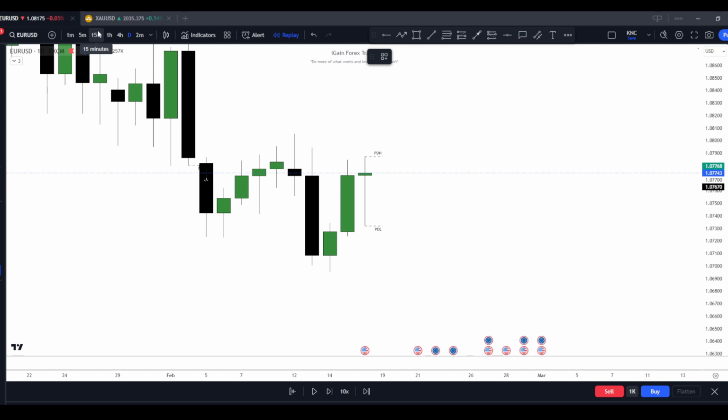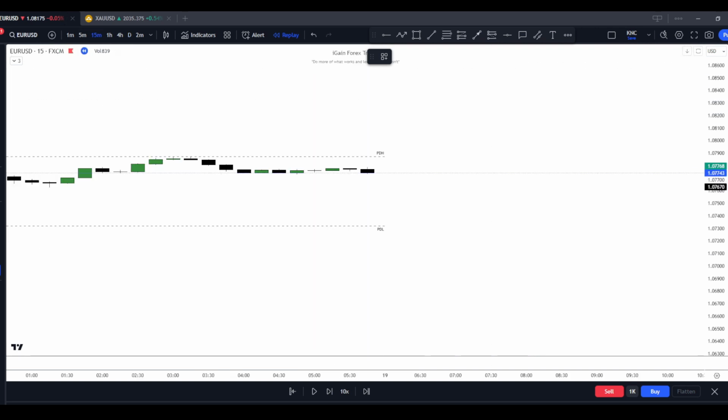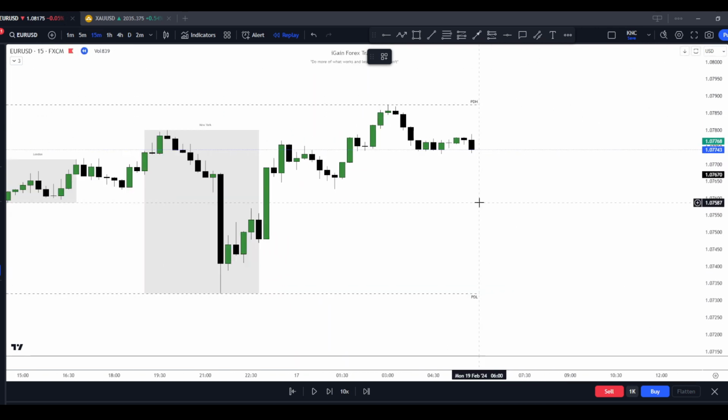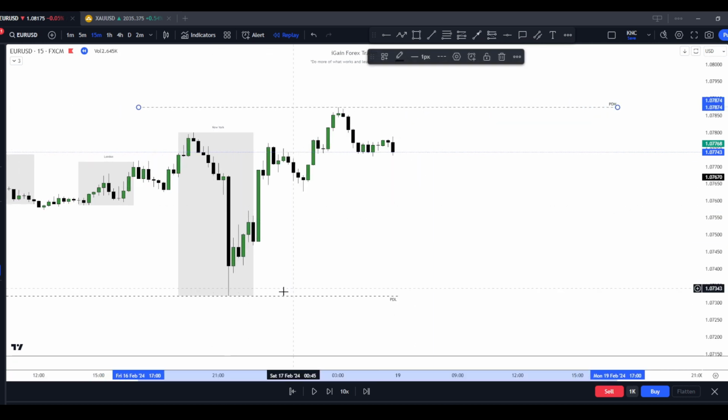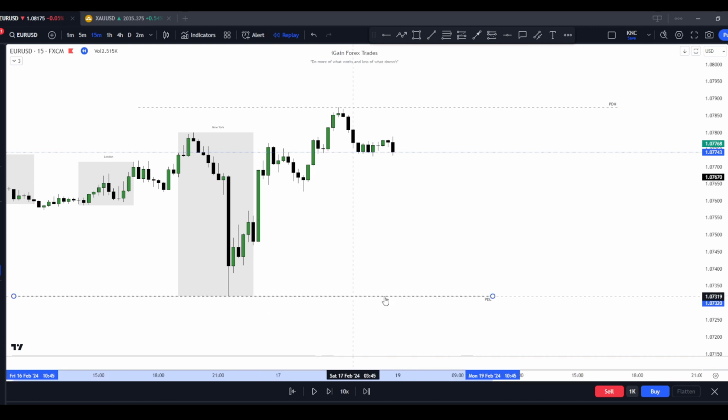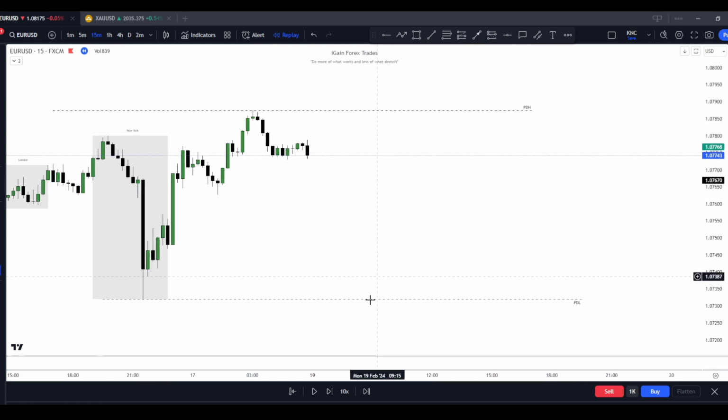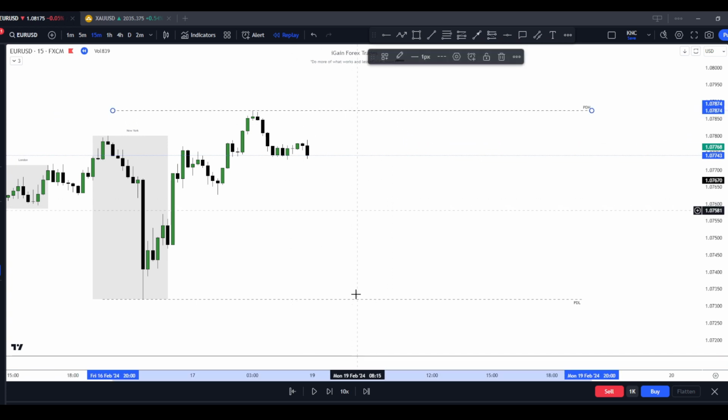what will happen on the Asia session on Monday, because the next candle will be Monday, February 19. So let's move this previous day high, and let's move this previous day low. Okay, let's play the market. Let's see which liquidity will be taken out.